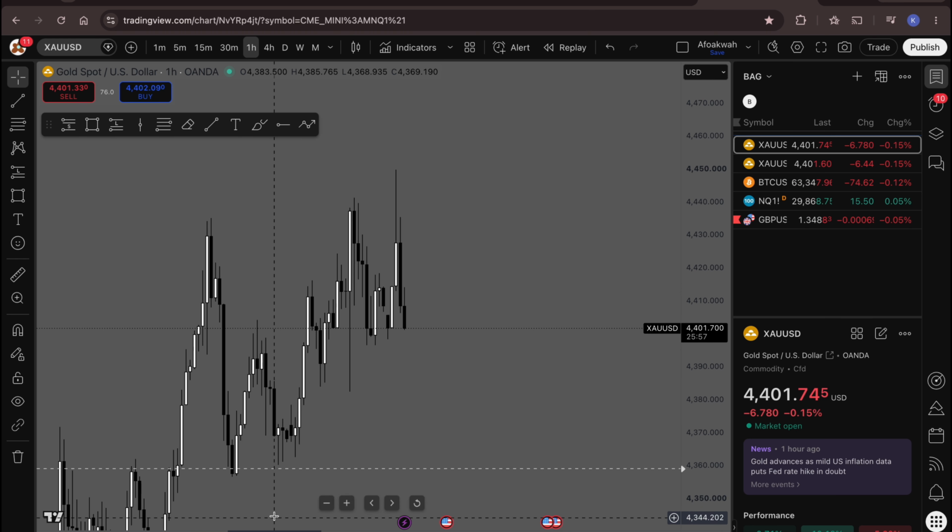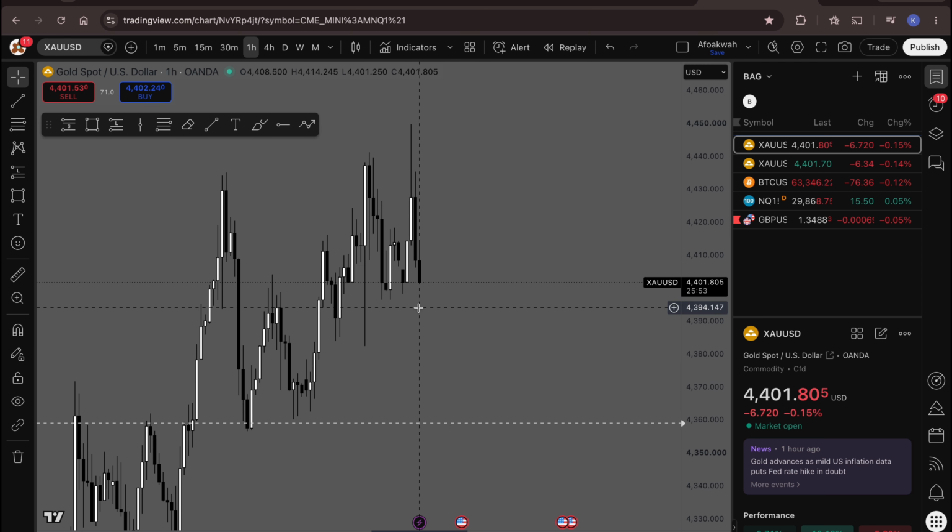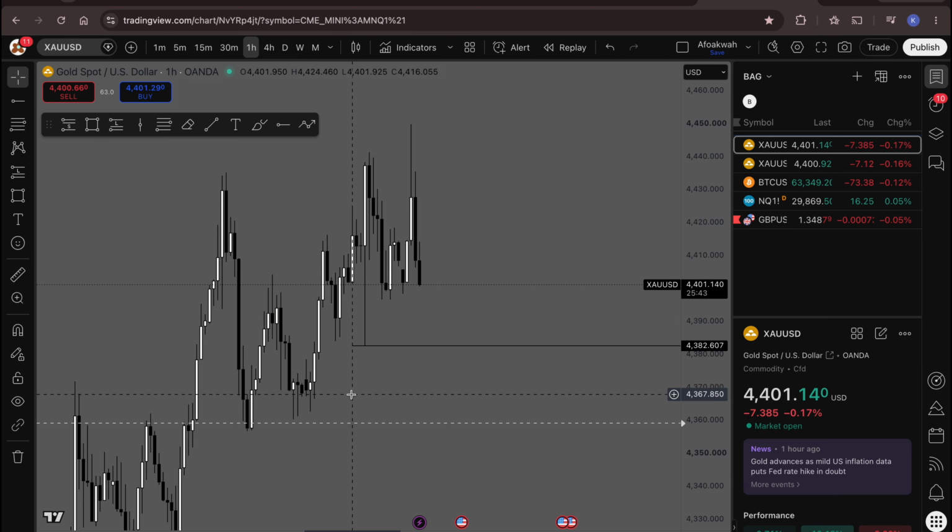TLC, so clearly trend is bullish. There's something to identify. Something I was interested in was this point of liquidity right here. This is a big wick, which is like a kind of liquidity for me. That's what I want to see price move towards.